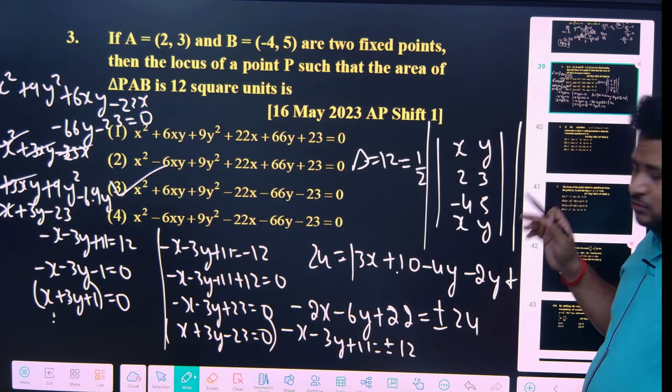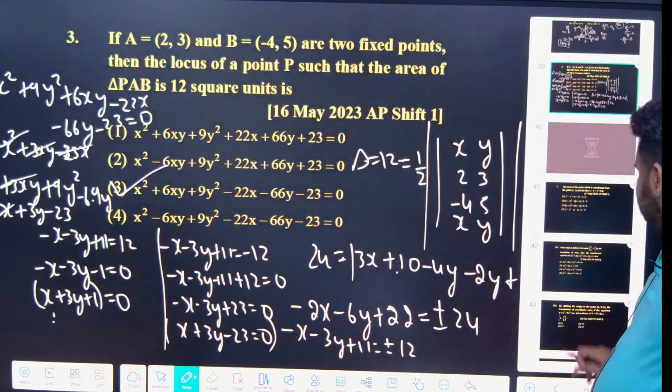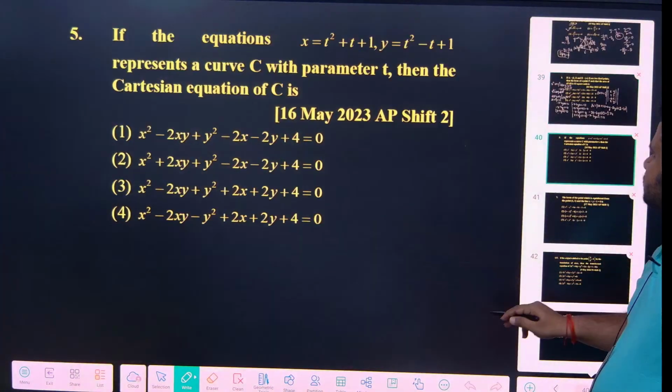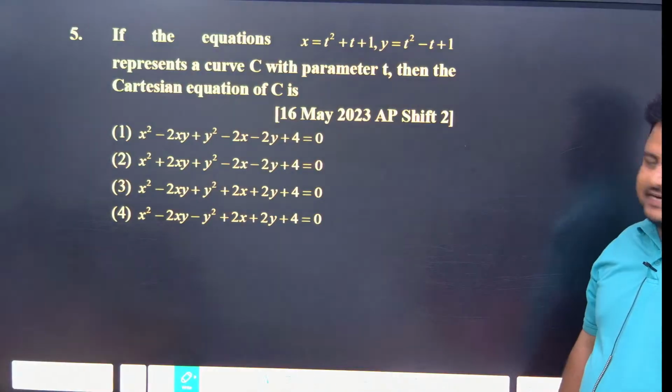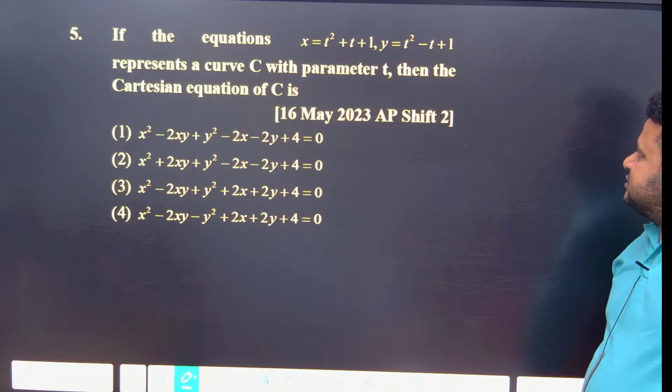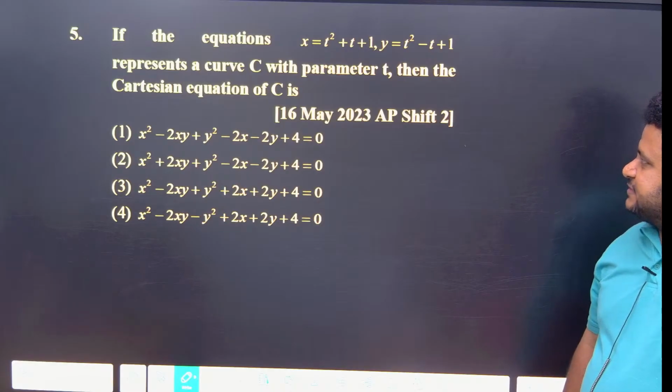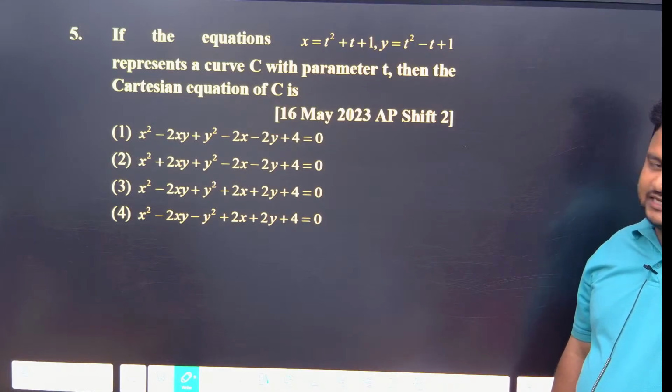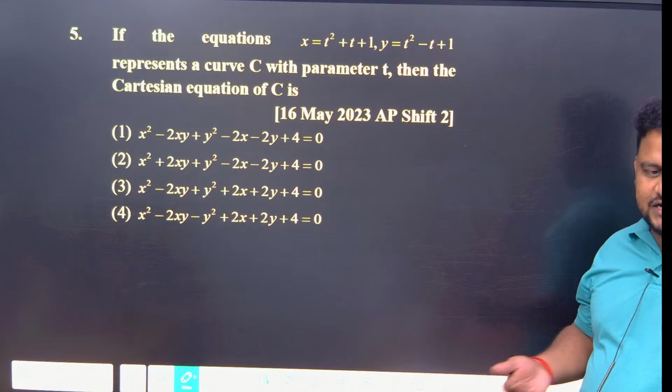Next question, can we go? So this is AP 2023. If the equations x is equal to t square plus t plus 1, y is equal to t square minus t plus 1, represents a curve C with the parameter t, then the Cartesian equation of C is, then. The Cartesian equation of C means that you have to find the locus of C.